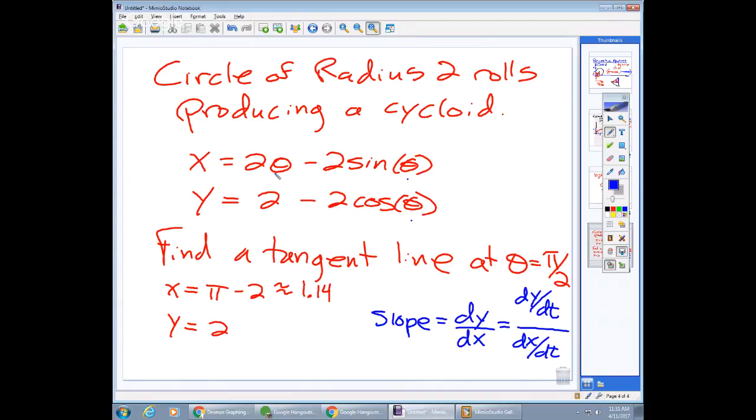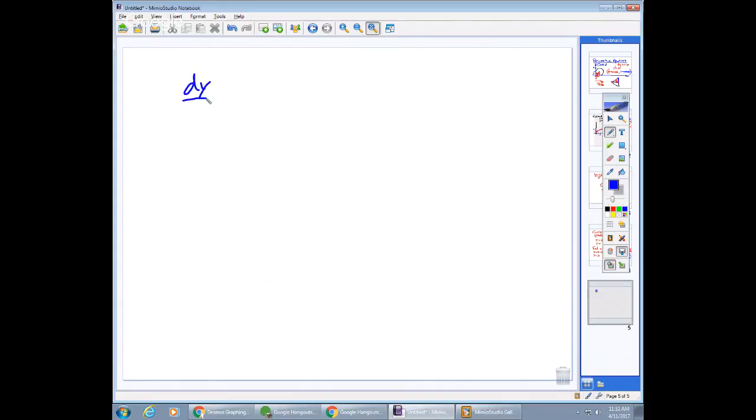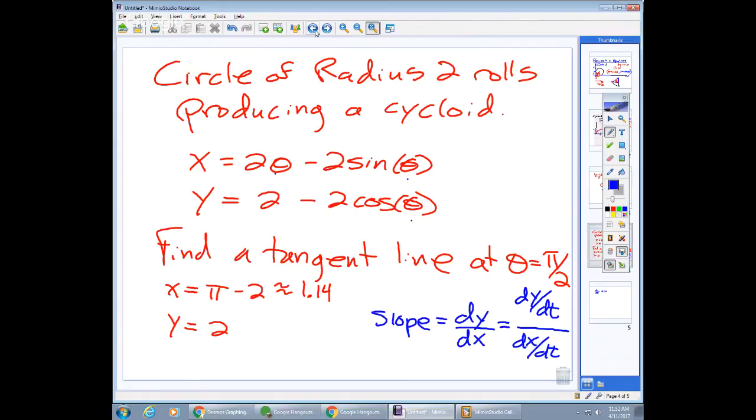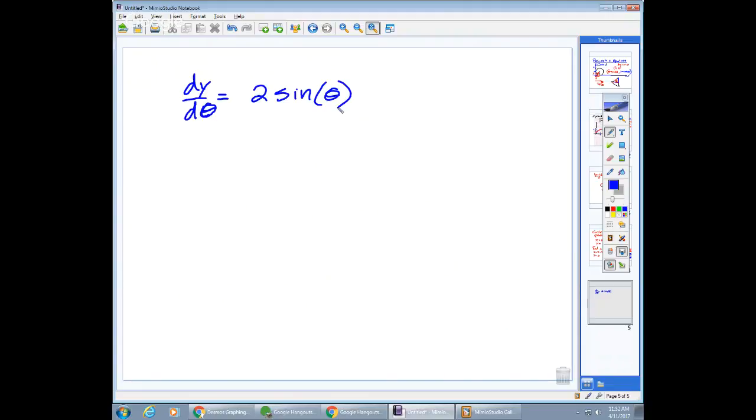Okay, so let's find dy dt and dx dt and put them together. So, new page. The derivative of y with respect to t, well, the derivative of 2 is 0, and the derivative of the cosine is the negative sine. So I think we end up with 2 times the sine of theta, not t. I put t's there too, oops. It's a good thing theta starts with t. Okay, sine of theta. And then dx d theta, derivative of 2 theta is 2, minus 2 times the derivative of sine, which is cosine of theta.